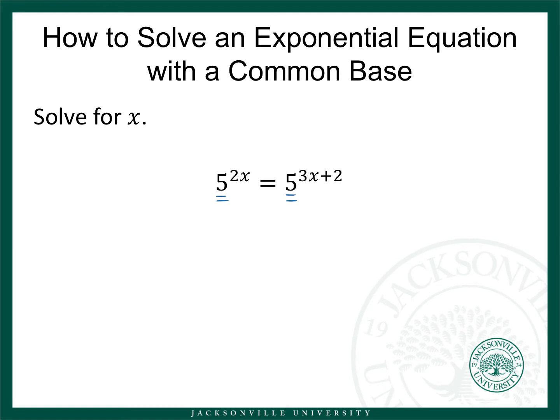So 5 to the 2x is equal to 5 to the 3x plus 2. So if we use the one-to-one property here, we can set the exponents equal to each other, and then just use inverse operations to solve for x.